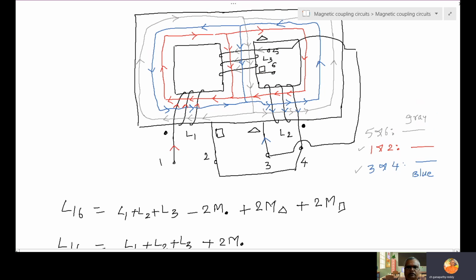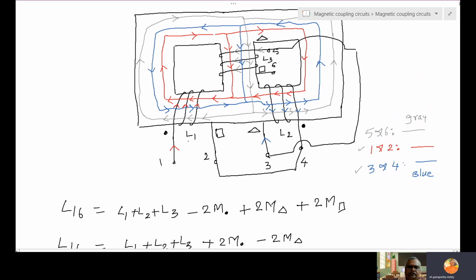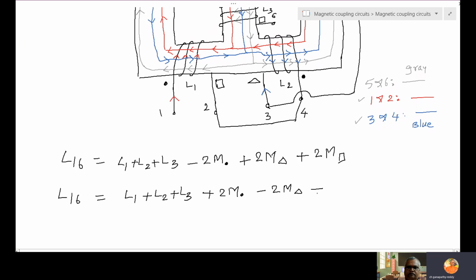1, 2, 3, 4 over. Then 3, 4, 5, 6: the current is entering at the untriangle, then at the triangle, untriangle, triangle. So minus 2M triangle. Then 1, 2, 5, 6: entering at the unsquare, again entering at the unsquare. Therefore this is plus 2M square. So like this, depending on the connection, the answer will change.